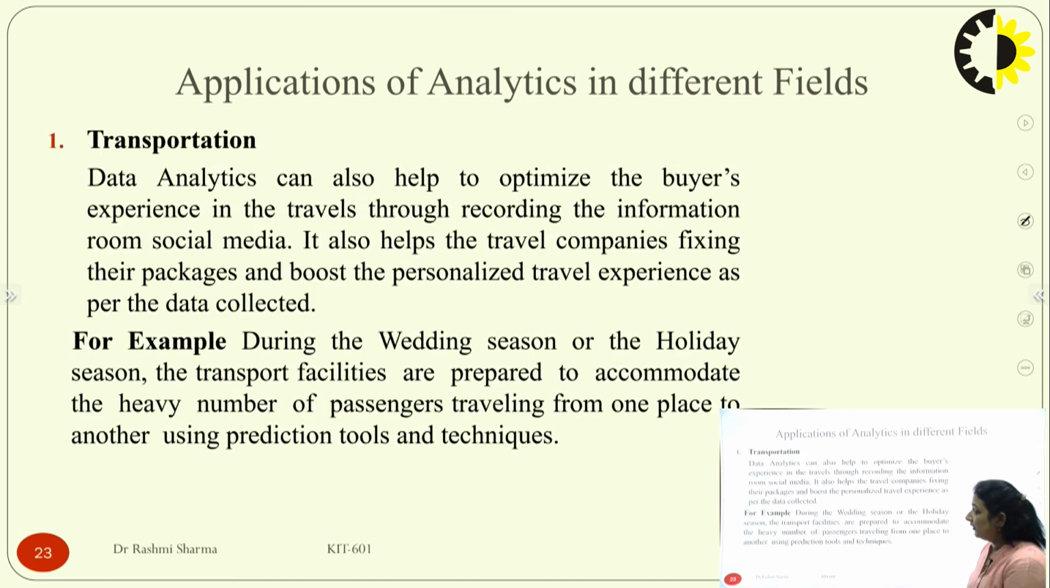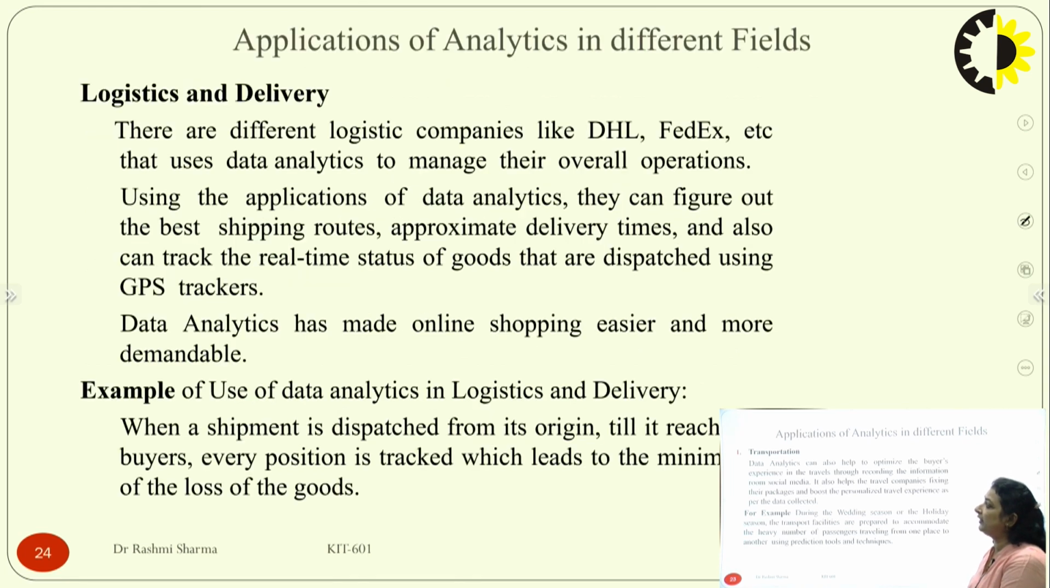Then for transportation, during the wedding season, we are giving that particular area. In the holiday season, we don't go to a particular hill station because there would be many people there. So this is the first example where we are using transportation data analytics.